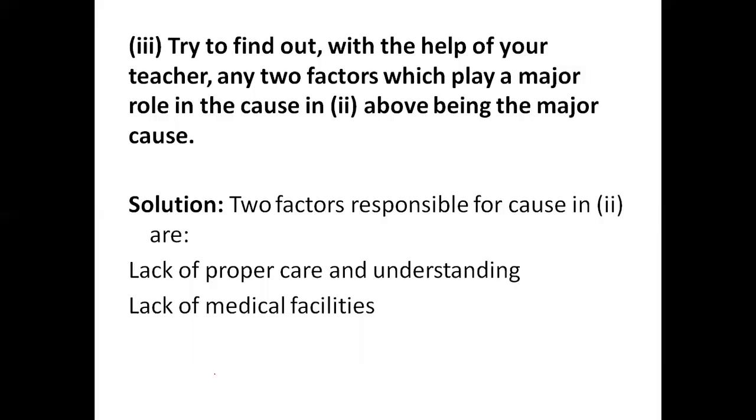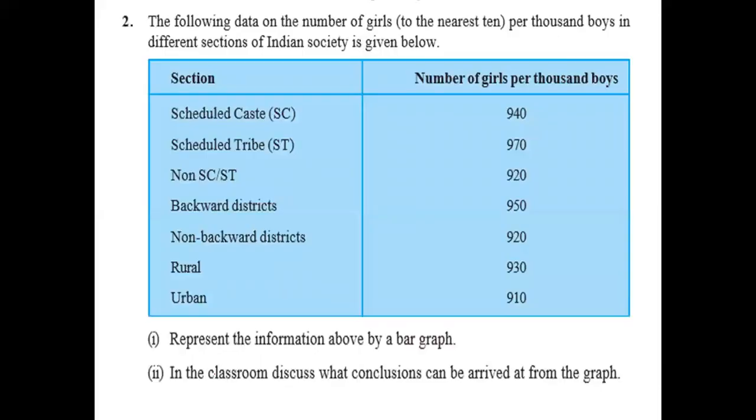Now let us solve another problem. This is the second problem from exercise 14.3. The following data on the number of girls to the nearest 10 per thousand boys in different sections of Indian society is given. So this is the section and the number of girls per thousand boys. We have SC, that is scheduled caste, 940, scheduled tribe 970, non-SC/ST 920, backward districts 950, non-backward districts 920, rural 930, urban 910.